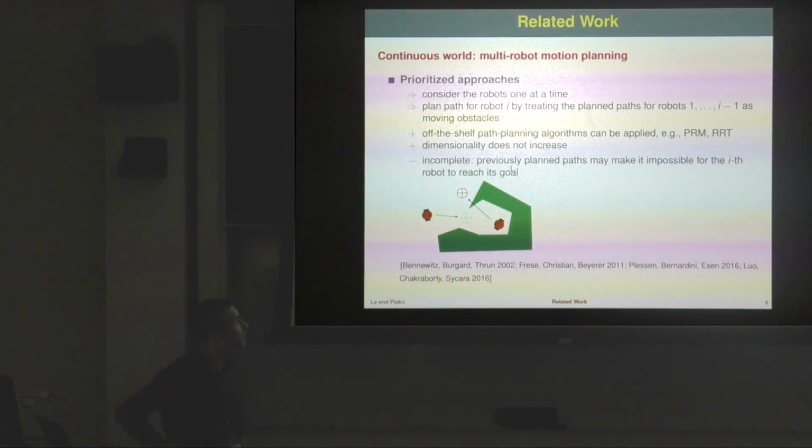And the other category is prioritized approaches, where you plan, again, the paths one at a time, but when you plan the path for the ith robot, you consider the paths for robots 0 to i-1 as moving obstacles, so you try to avoid those paths. So prioritized planning tends to be better than decoupled approaches, but still runs into the same issues. It's still incomplete because it may not be possible to assign priorities that will always guarantee a solution.